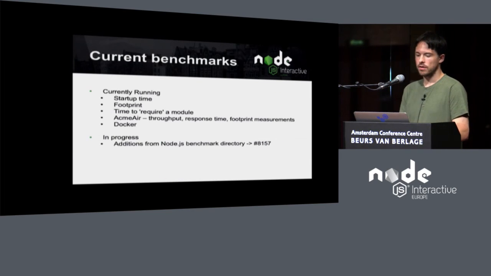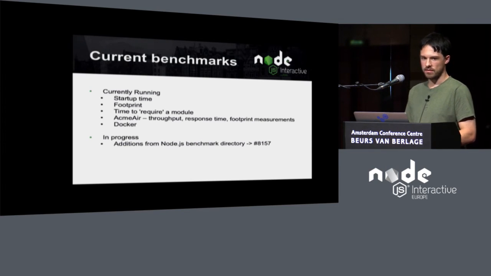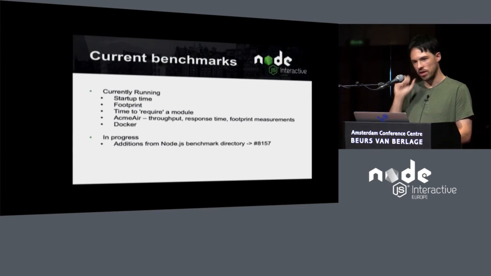Some of the benchmarks that we're currently running, so we've got some that measure startup time. So that's looking at how long it takes for a node to actually start and get going. We've got some that are measuring the footprint, so how much memory node actually uses whilst it's running, the amount of time it takes to require a module, and with most projects using a large number of NPM modules, both as direct requirements and then child requirements, that's a very important metric. We run Acme Air, as I mentioned before, where we track the throughput, or the number of operations a second.